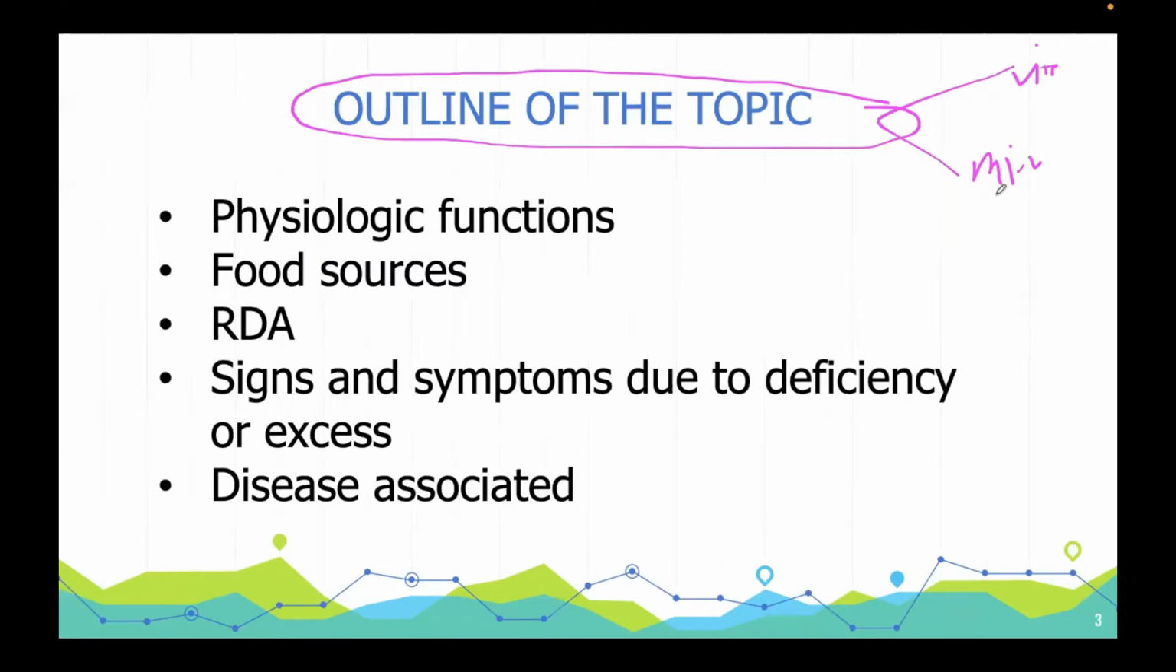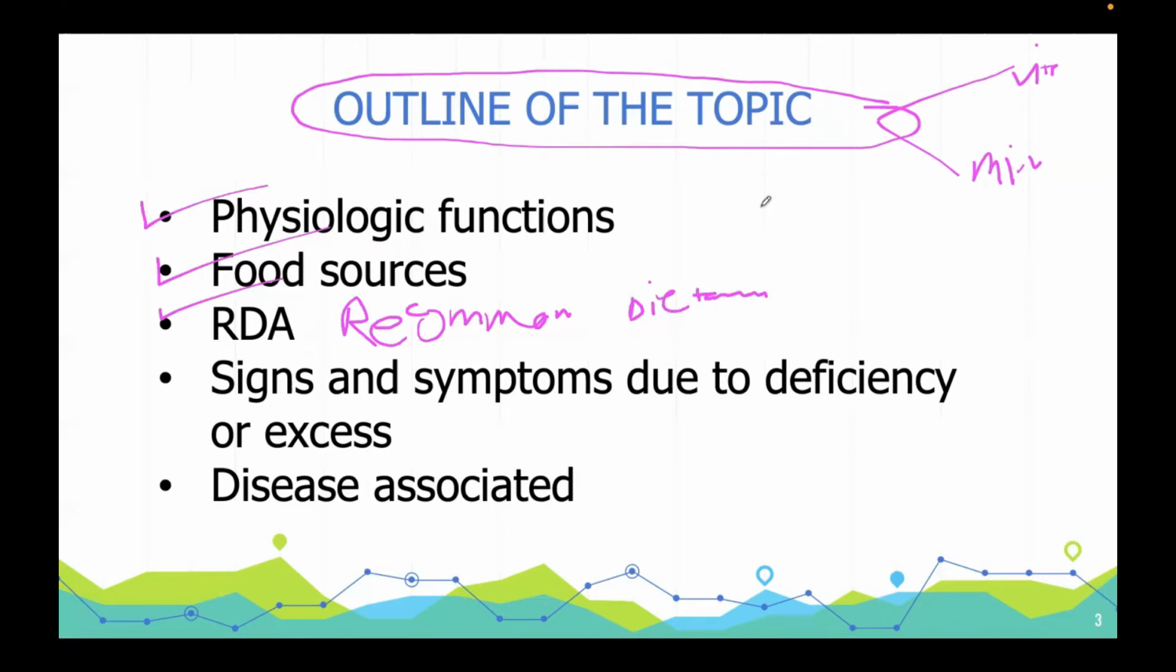So for each and every vitamin and mineral, meron po tayong discussion with regards to their physiologic functions, their food sources, their RDA. RDA, ma'am, ano pong ibig sabihin ng RDA? It is what we call the recommended dietary allowance. Meaning, these following vitamins and minerals, dapat meron lang silang sapat na amount, yung tinatawag natin na recommended amount that should be taken by our body para magamit po siya sa different metabolic functions.